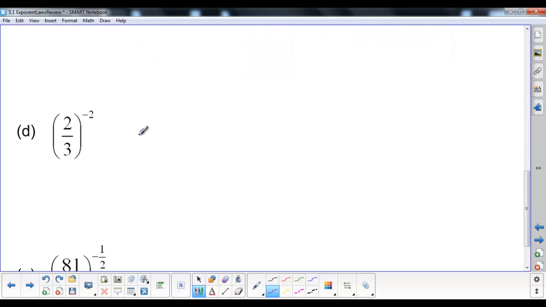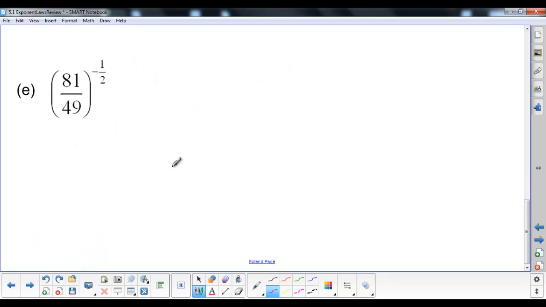Okay, in question D, we have a fraction that's raised to a negative exponent. So because this is raised to the negative exponent, we can take the reciprocal right away and then raise it to the power of 2. So this would become 3 squared over 2 squared, because the exponent affects not only the numerator but the denominator as well. So our final answer would be 9 over 4.